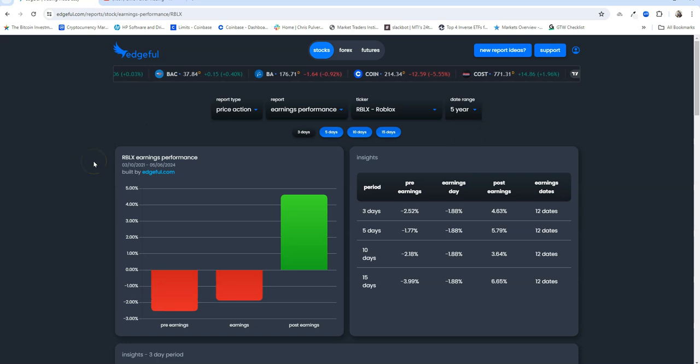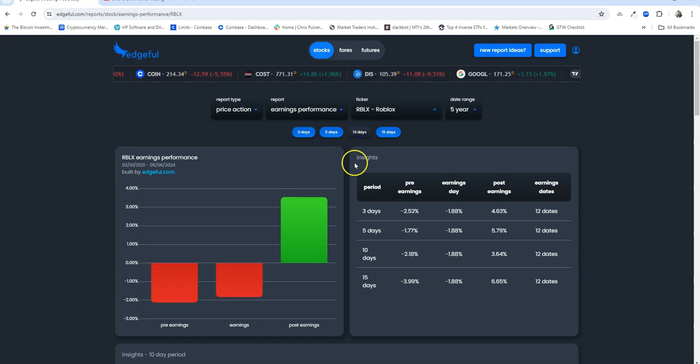What this report shows you is the average move. We currently have the 3-day button selected. So the average move 3 days before earnings, the day of earnings, and then the 3 days post earnings. So you can switch that from 3 to 5 to 10 to 15, whatever you want.